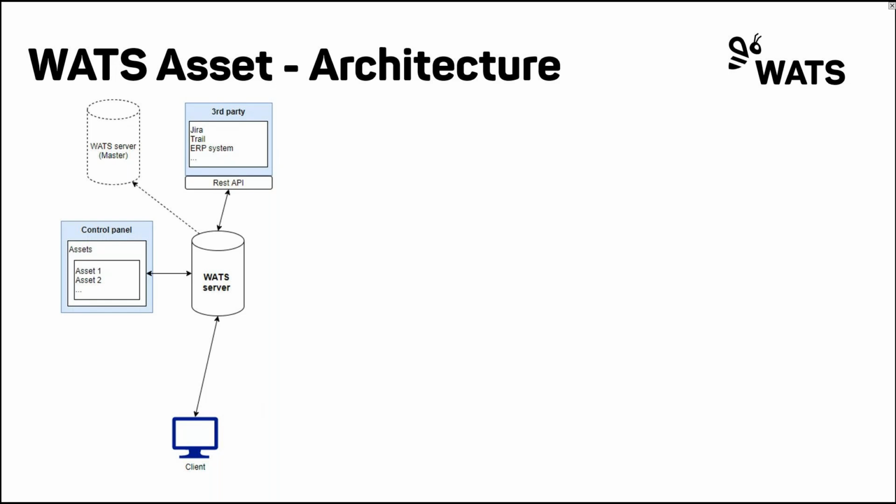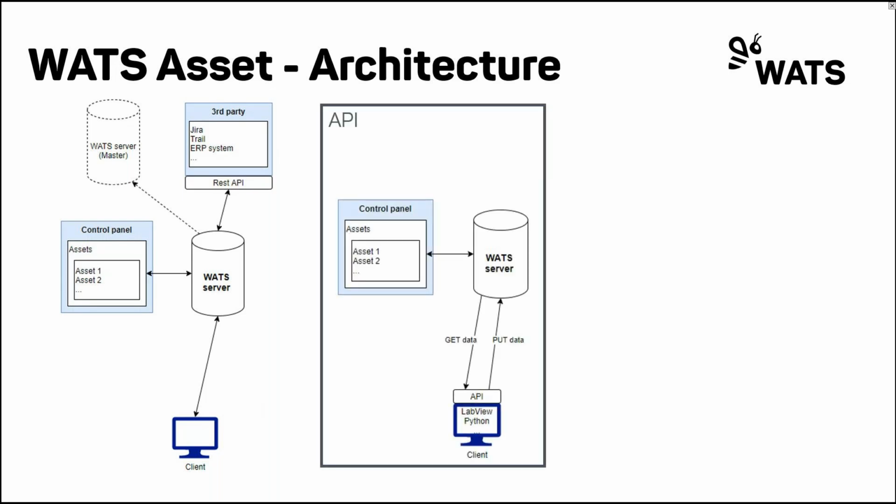The information is sent back and forth to the WATS client, but we can also use both the client and REST API to get information on the assets. So any asset information that resides in the control panel, you can get or you can put data using LabVIEW and Python, meaning you can create assets when they are connected in your tests. And you can verify that the asset is suitable for use before you run a test and get notification if there's a requirement or a need for maintenance or calibration.